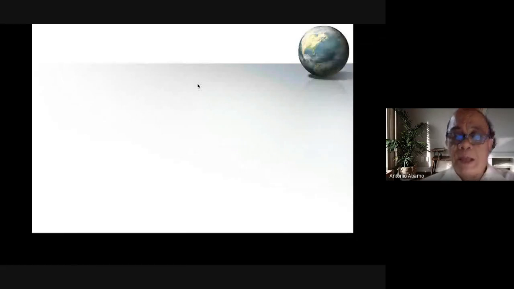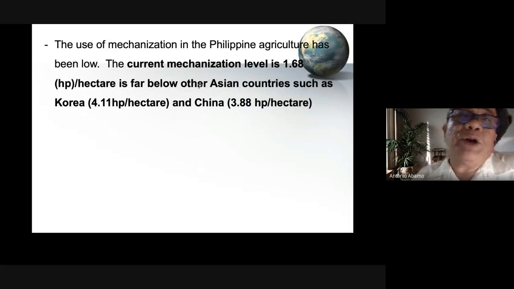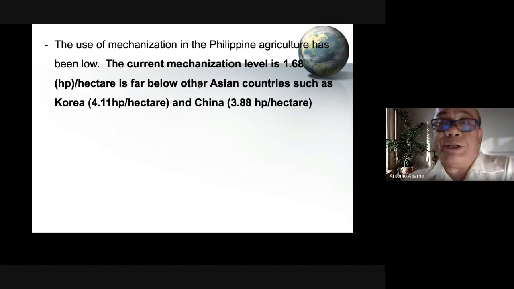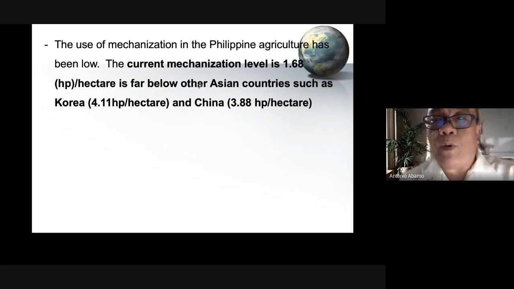Even at this time, the use of mechanization in Philippine agriculture has been low ever since. The current mechanization level has improved from 0.7 to 1.68 horsepower per hectare, and is far below Asian countries such as Korea and China, which use about 4.11 or 3.88 horsepower per hectare. The higher the horsepower index, the more efficient your farm operation becomes.